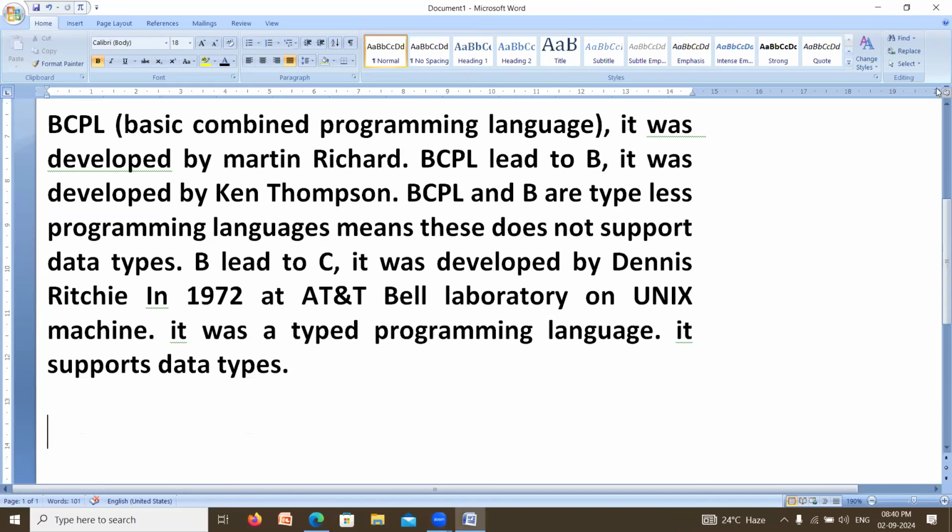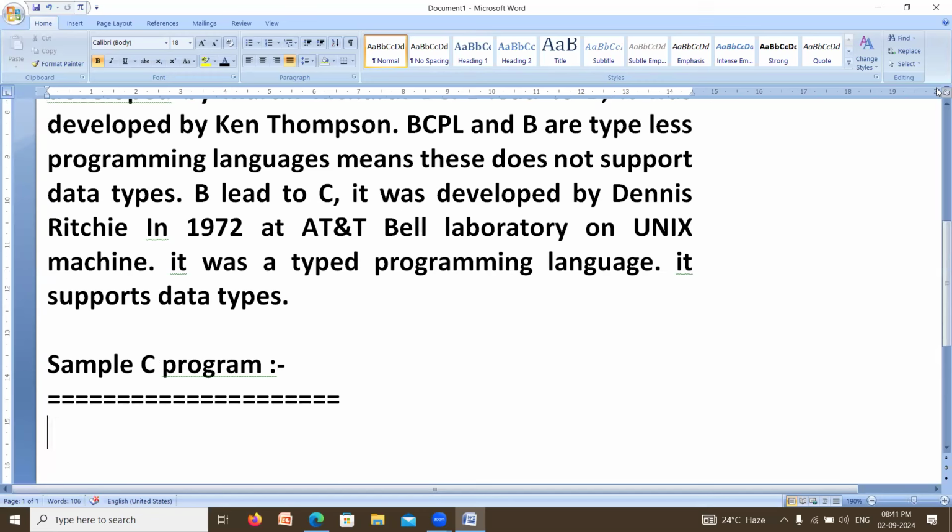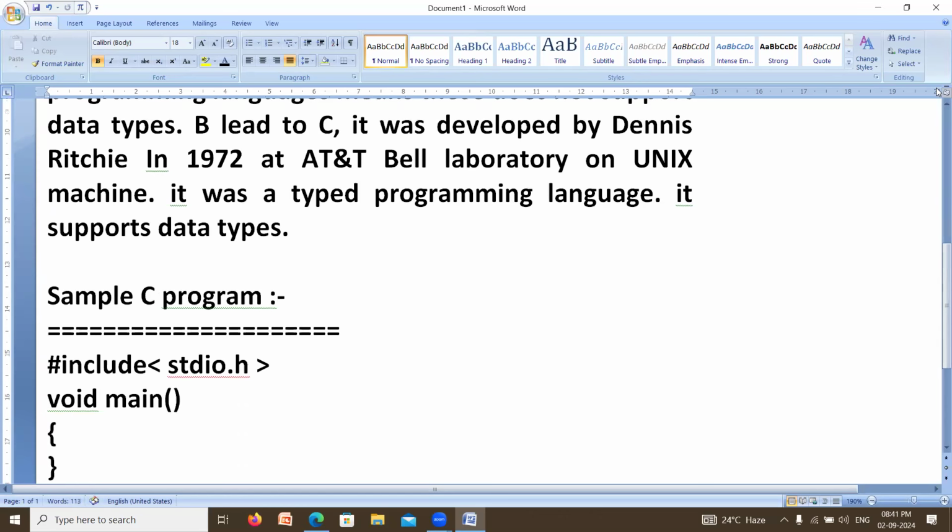Now I am going to explain how to write a sample C program. We have to write a sample C program like this. First, you need to write hash include stdio.h, then void main. Within these two curly brackets, you have to write the solution. That solution is called processing statements.